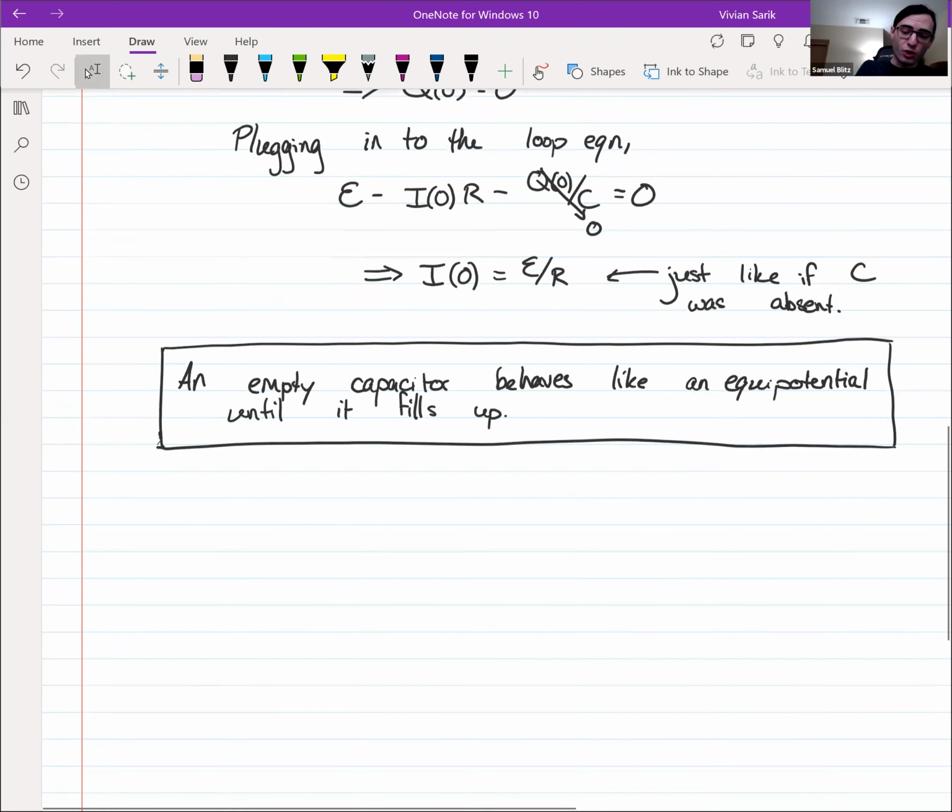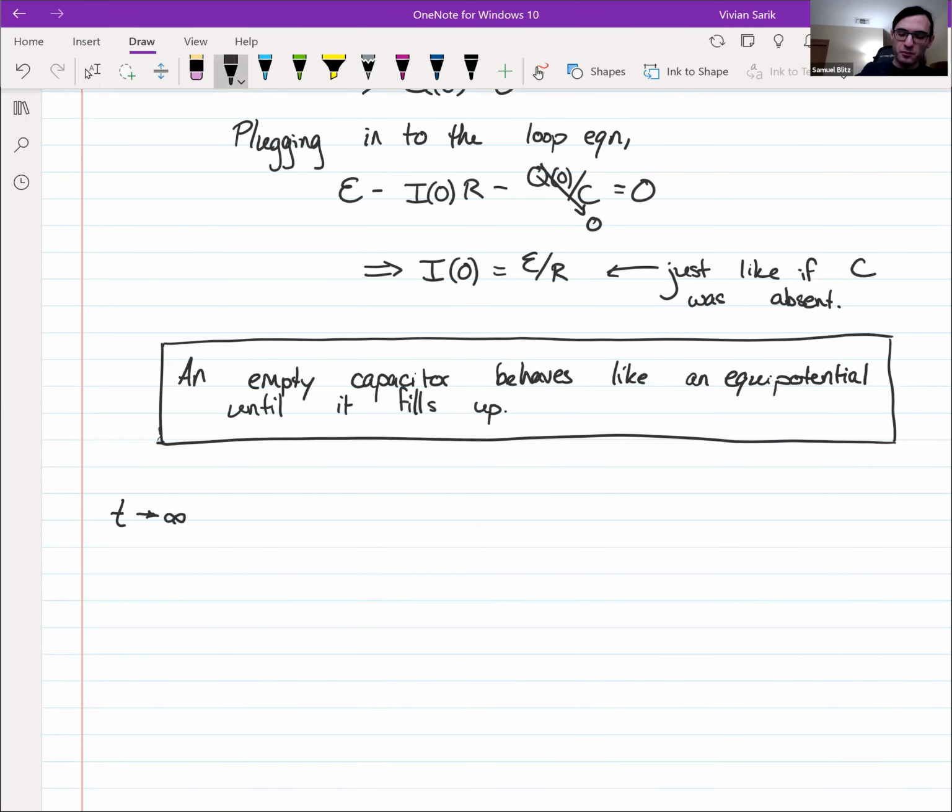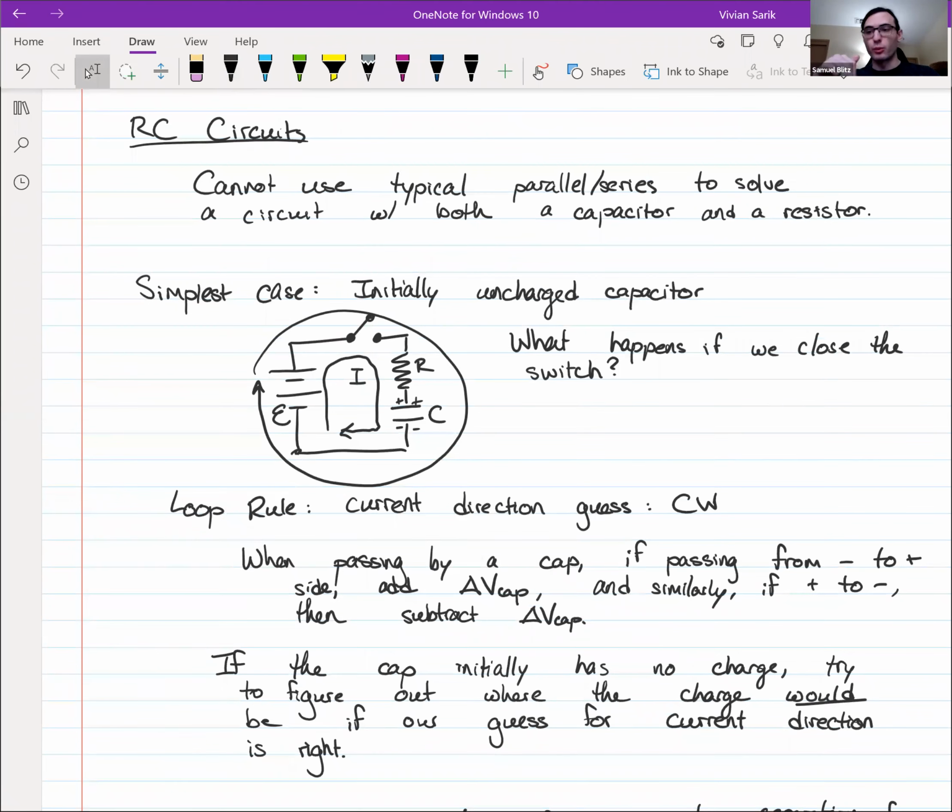Now, in the limit where we wait a really, really long time, we can also try to understand what happens. A long time after the switch is closed, we guessed that current will start flowing around in a clockwise manner. And so what that means is you'll be adding more and more positive charges to the top plate and more negative charges to the bottom plate. Eventually there will be so much positive charge on the top plate, so much negative charge on the bottom plate, that the charges aren't attracted to one of those plates.